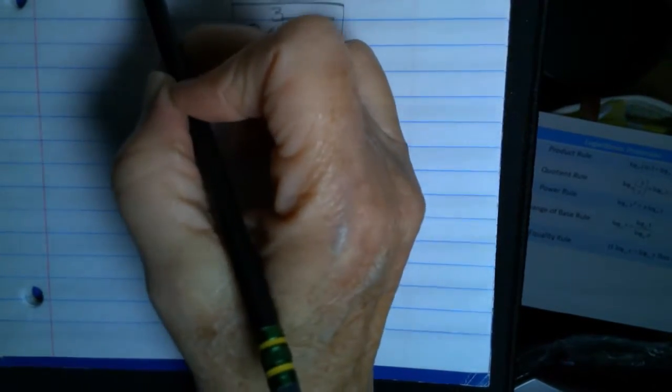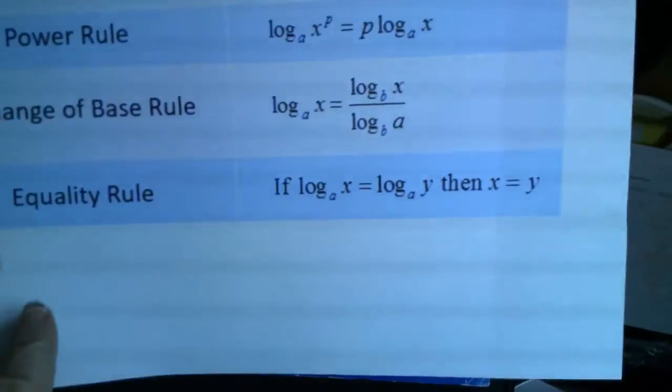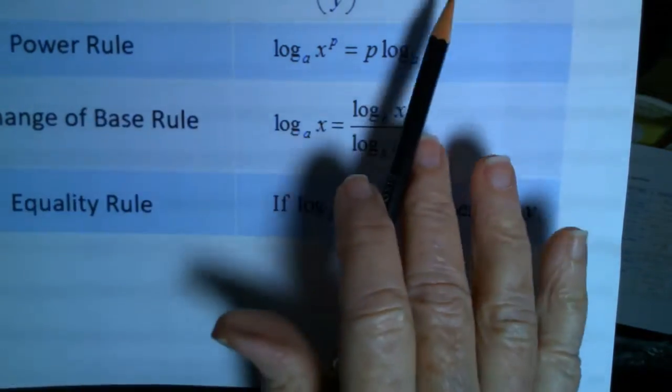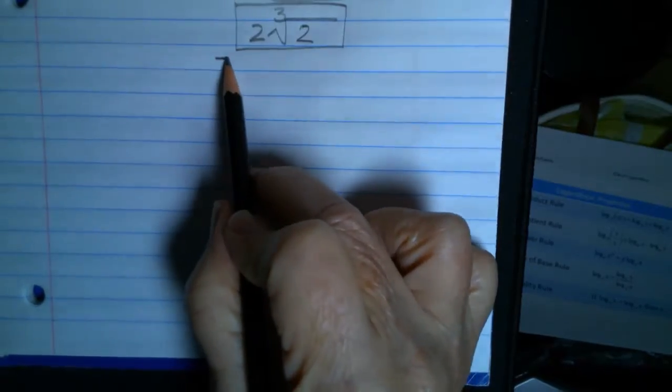Now let's evaluate what the natural log, or e to the 1 is. We're going to have to use our quotient rule. Okay, when we're subtracting, it's going to look like this. We've already simplified this top part. Subtraction means we're going to put this over.